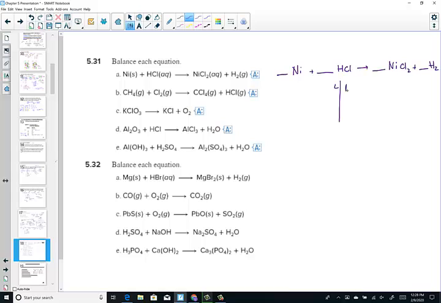So we have a left, right to keep track of. We have a nickel, a hydrogen, and a chlorine. We have 1 of each on the left side, 1 nickel, 2 hydrogens, and 2 Cl's on the right side. This one was easy. We doubled the HCl and have everything obeying the law of conservation of mass. A 1 to 2 to 1 to 1 balances that equation.